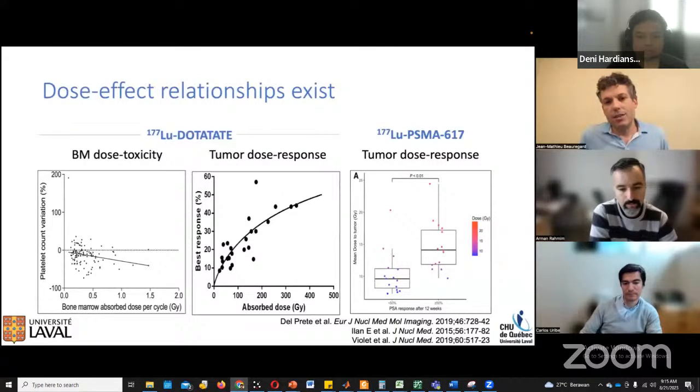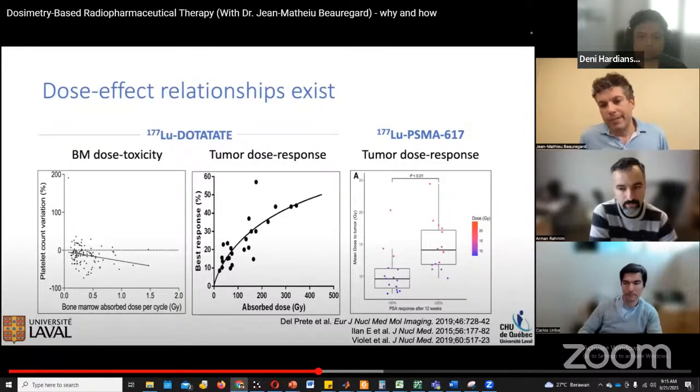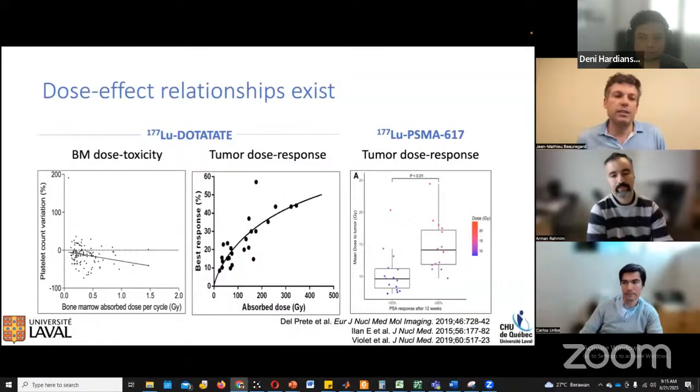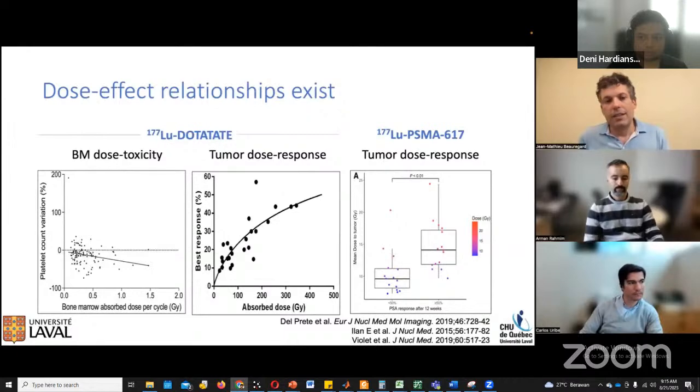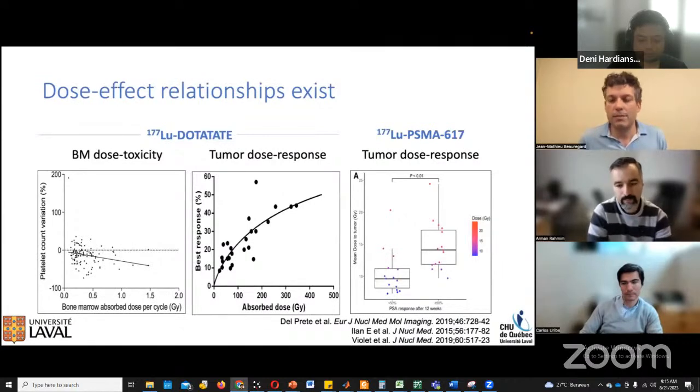And since we're dealing with palliative treatments, these treatments so far are palliative, more radiation to the tumor can basically result only in better tumor response. Right. But we must not make these treatments more toxic than they are. So we must control the radiation to the healthy organs.